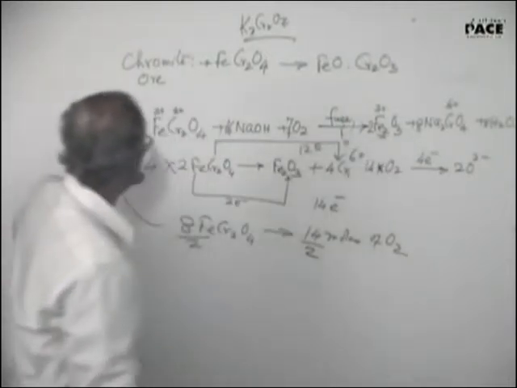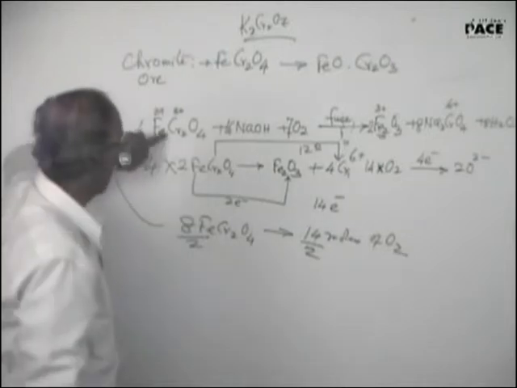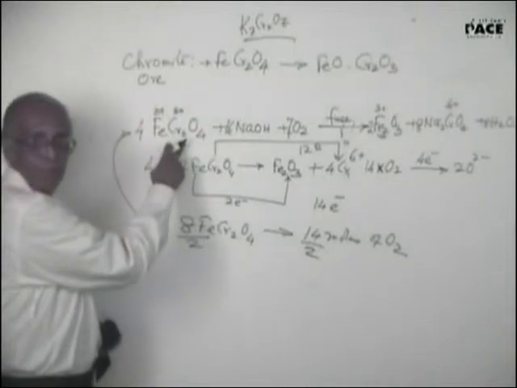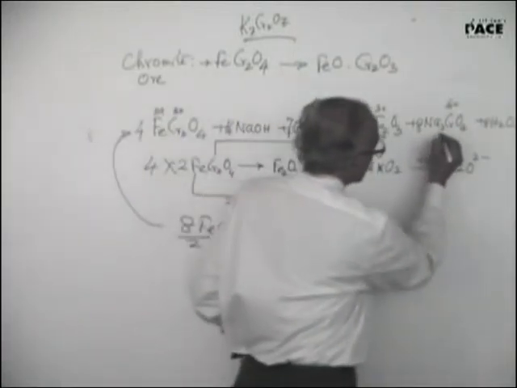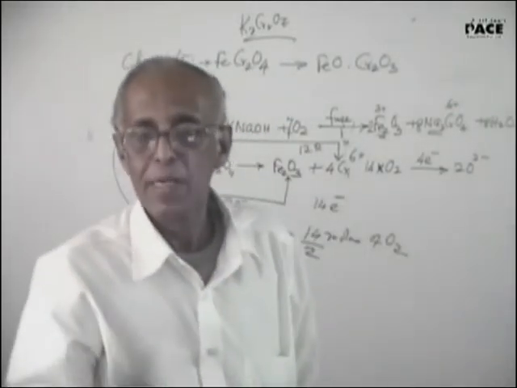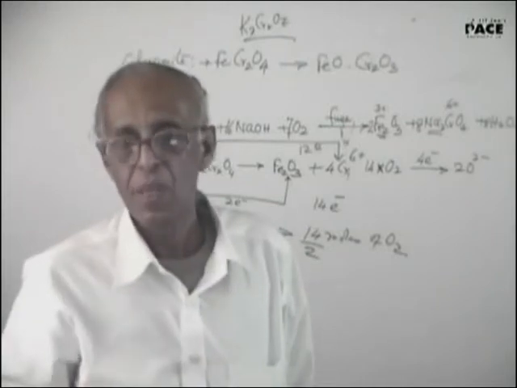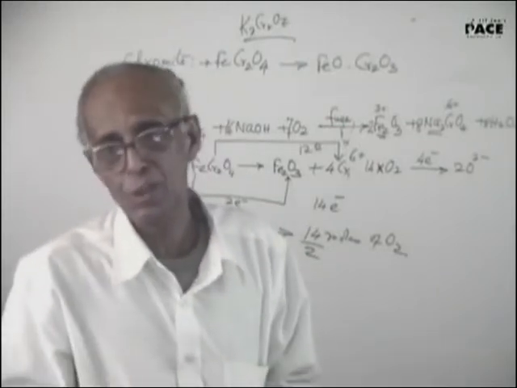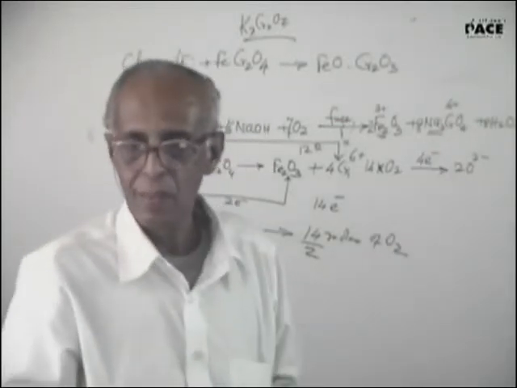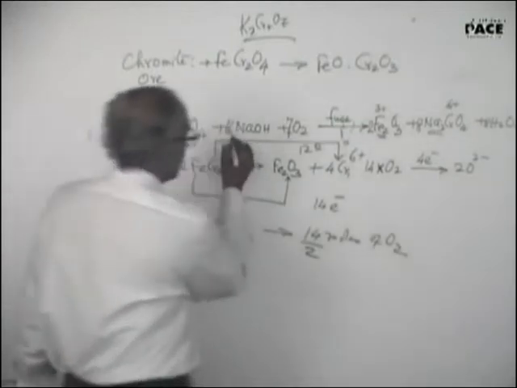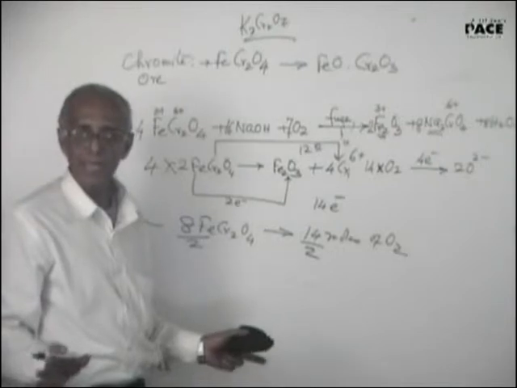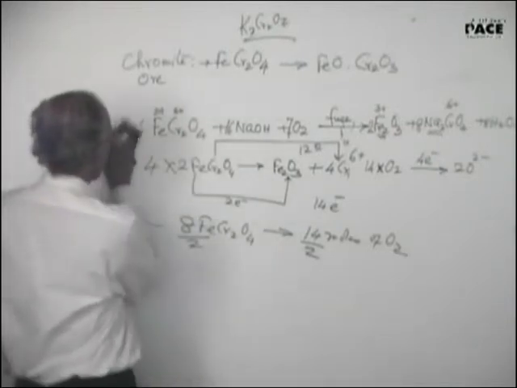Because from 4 chromite, I will have 8 chromium. 4 into Cr2, 8 chromium. And sodium chromate is Na2CrO4. So each chromate has 2 sodium ions. So 8 chromate will have 16 sodium ions. Who will provide me sodium ion? Sodium hydroxide. So I require 16 sodium hydroxide.